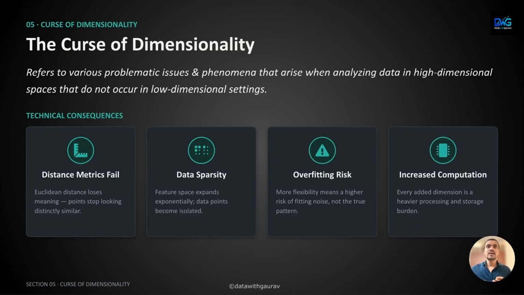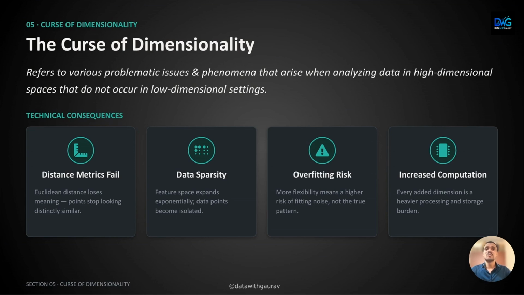Now that we understand what dimensionality means, let's look at the downside of having too many dimensions. This brings us to a fundamental concept in machine learning called the curse of dimensionality. Despite the name, this is not a single problem. Instead, it refers to a collection of challenges that begin to appear as the number of features in a dataset increases. These issues are unique to high dimensional data and are either absent or much less severe in low dimensional settings.